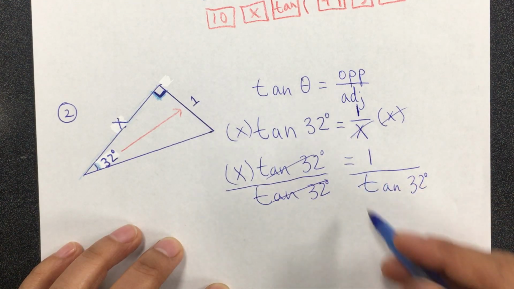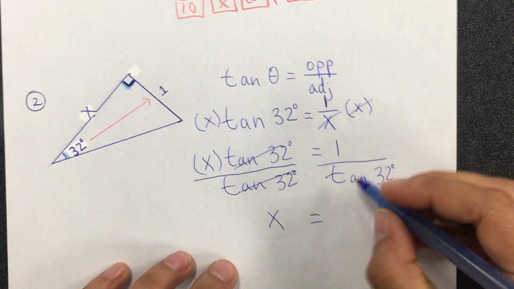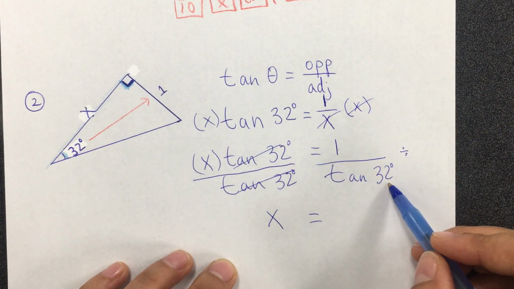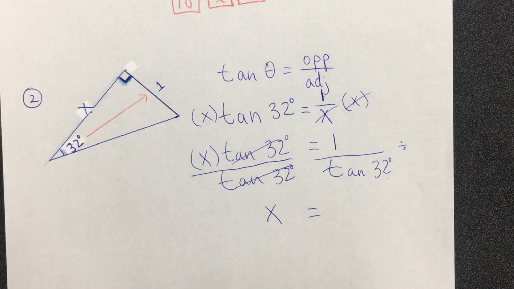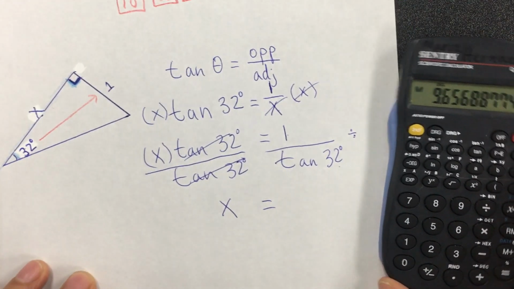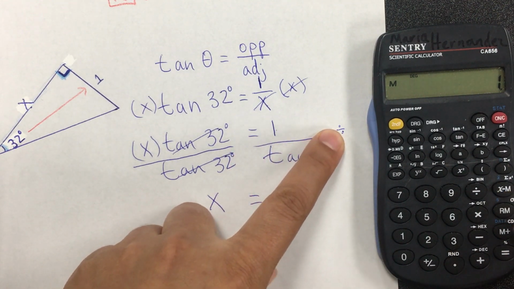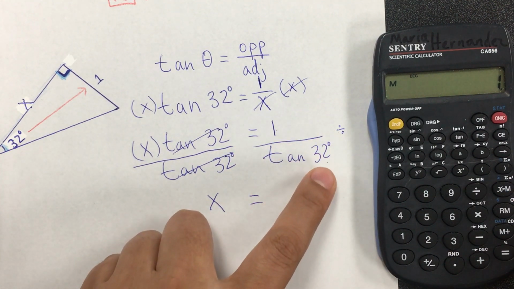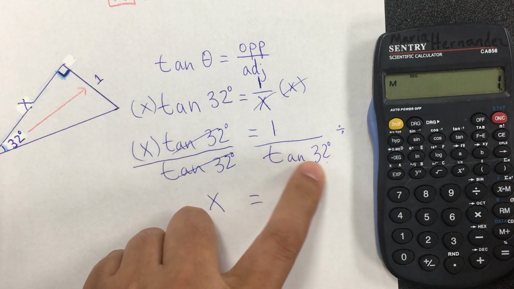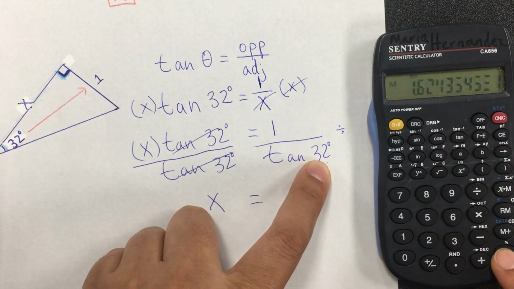And now, if you notice, this is my equal sign. On this side, I only have x because the rest canceled. And in here, I have 1 divided. This means divided by tangent of 32. Let me show you how to do it with this calculator. What you're going to do is, and I'm going to write it in a minute, but it's 1 divided by, you go backwards. Remember that for the angle and the tangent sign, you go backwards. So it's 32 tangent, and then finally equal.